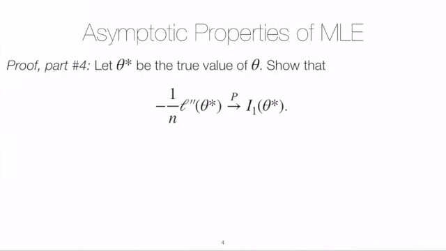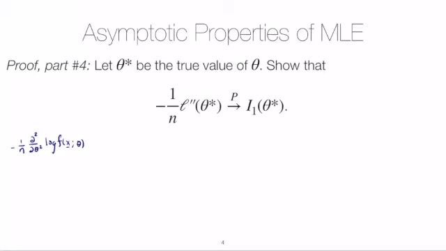All right, so let's prove this claim, this convergence in probability claim. So we'll start with the left-hand side, and we'll write it out in terms of the log of the distribution function. So this will be negative 1 over n times the second derivative with respect to theta of the log of the joint distribution function.